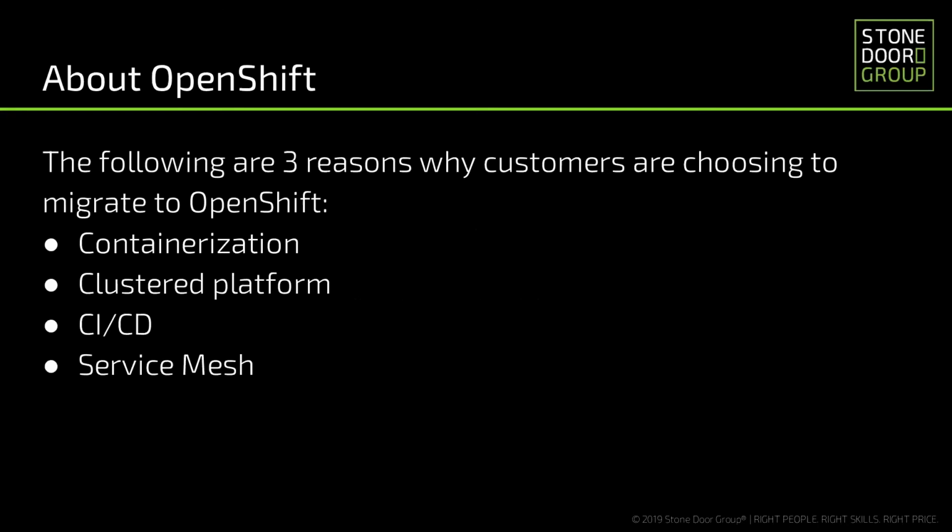So these 3 reasons are now 4. Ignore that numeral in the top line there. So 3 reasons we're choosing to migrate to OpenShift. Well, again, the containerization is going to help us mitigate against multiple environments.